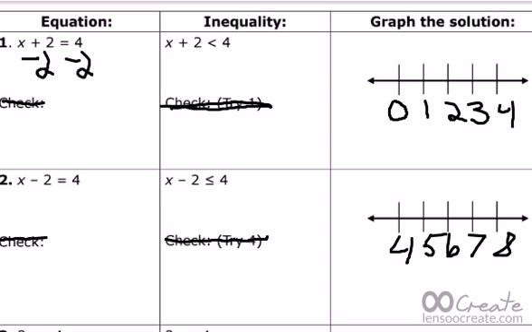Since we had addition, we would use subtraction. We would have to do the opposite. We're trying to isolate the x. So the 2's would cancel out, and we end up with x on one side equals 4 take away 2, which is 2. This we already learned.